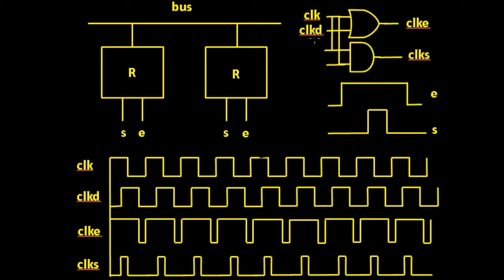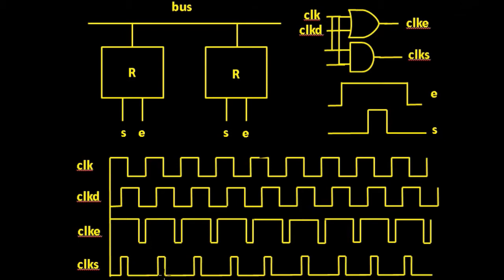Similarly, if you put both of them through an AND gate, you're going to get this clock pulse here. So that means that we've got two clock signals which do exactly what we require. The clock enable will completely encompass the clock set.